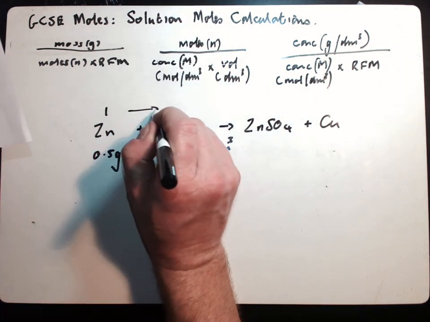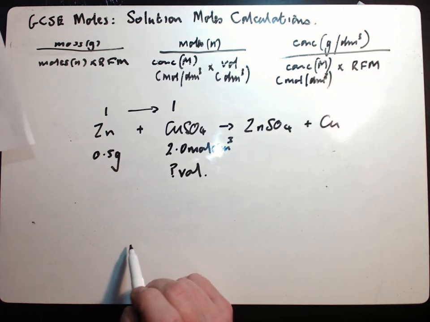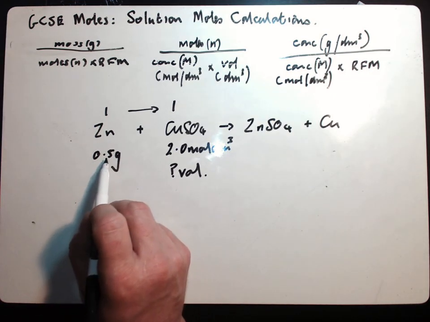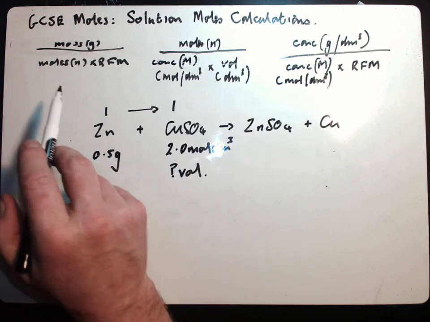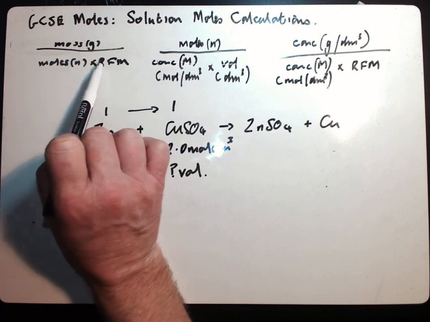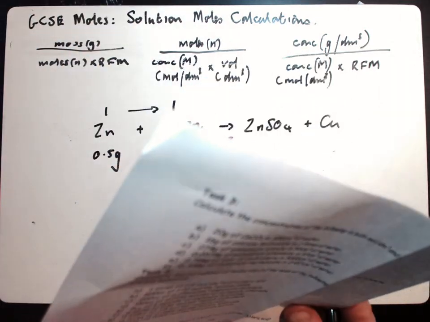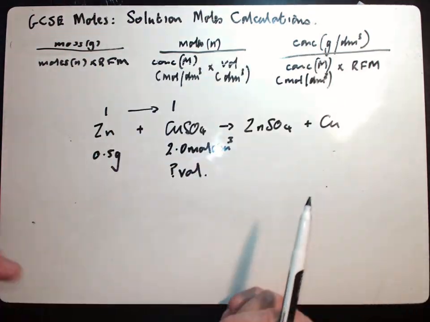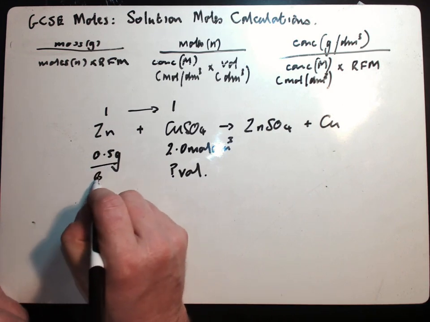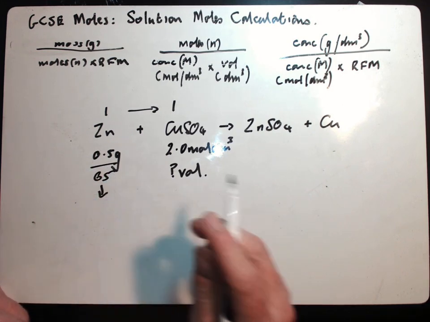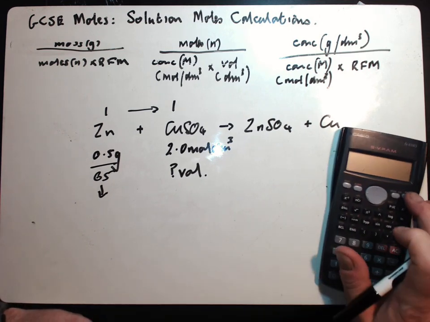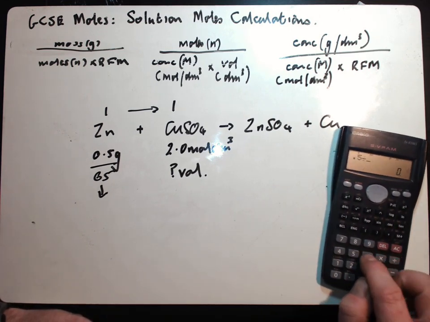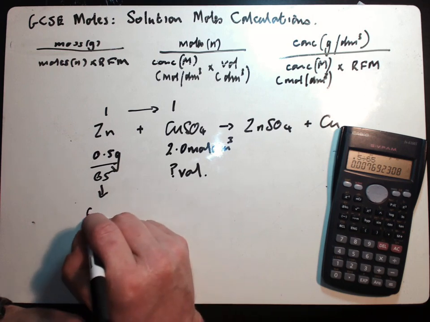Remember, it's a 1:1 ratio, zinc to copper sulfate. So can I get moles of zinc to allow me to then use the ratio to get moles of copper sulfate? Well, I've got mass of zinc, and moles equals mass divided by the RFM, so I just need to find the RFM of zinc, which is 65. Okay, so I do 0.5 divided by 65.